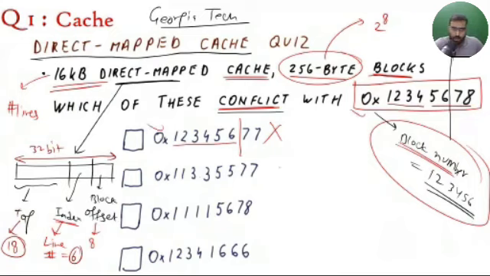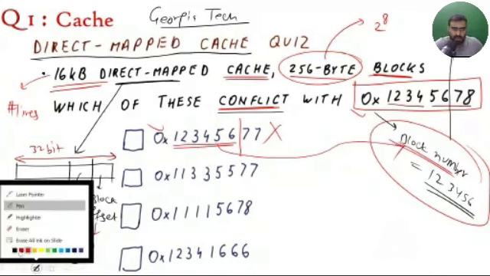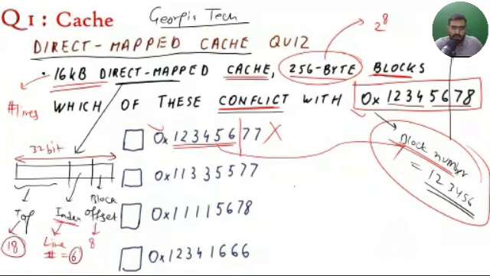The conflict will happen when two different block numbers go to the same index. Now look at the index. In all the options, look at the index bits. So the index bits are basically the 6 bits. You can ignore the last 2 bits. Now look at the 6 bits.